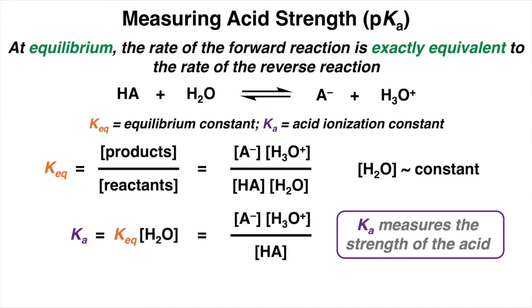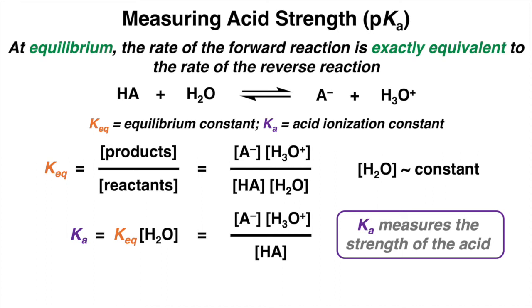The position of equilibrium is described with the term Keq, which is the equilibrium constant. Keq can be defined as the concentration of products divided by the concentration of reactants. So for this example, the products are A- and H3O+, while the reactants are HA and H2O. However, when an acid-base reaction is carried out in dilute aqueous solutions, the concentration of water stays constant, so we can actually remove it from the equation. This gives us a new term, Ka, which is the acid ionization constant.